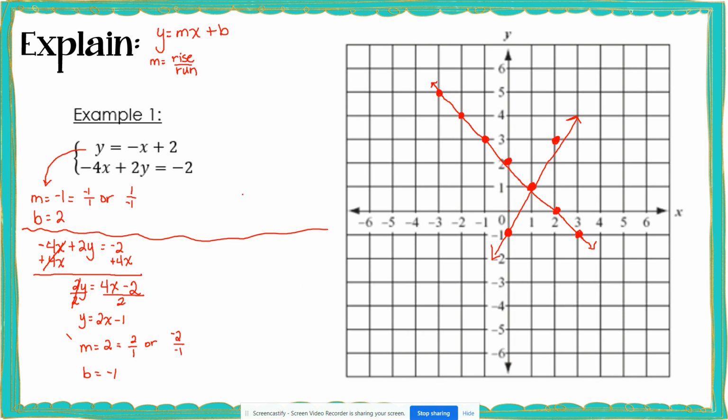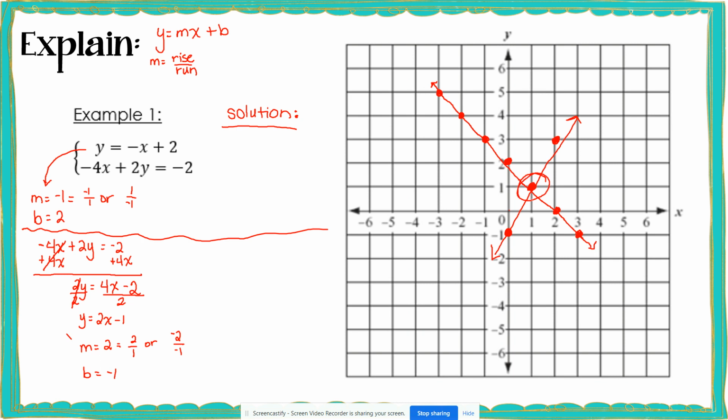Now, my solution. So we've done all this and we've done a lot of graphing, but we haven't found the solution. The solution is the point at which they intersect. So your solution is the ordered pair. Now remember, your ordered pair is always written as your x value first and your y value second. You can see that this point is your solution.